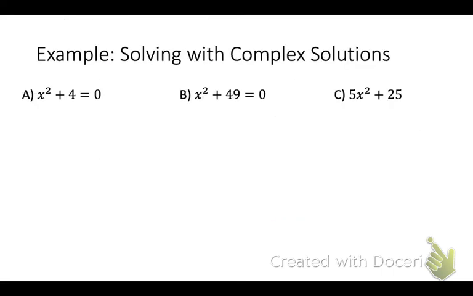Okay, so now we have to solve. I have x squared plus 4 equals 0. How am I going to solve that? You subtract 4 over. So then it would be x squared equals negative 4. How do we undo squaring? You square root it.